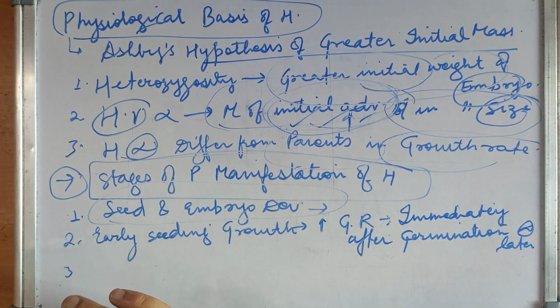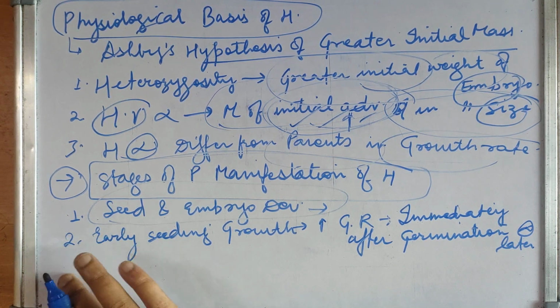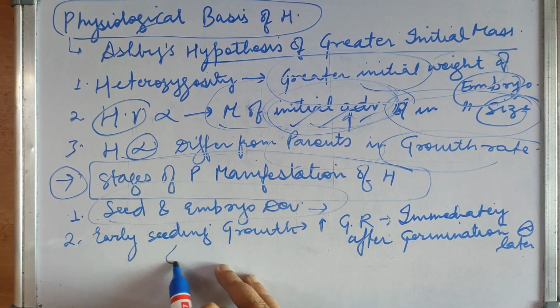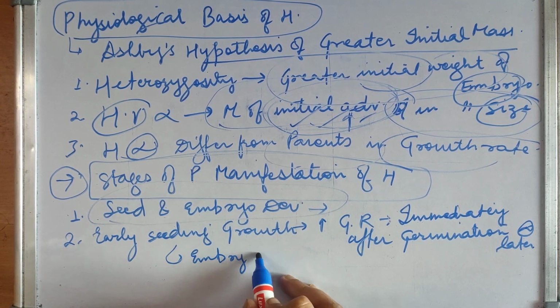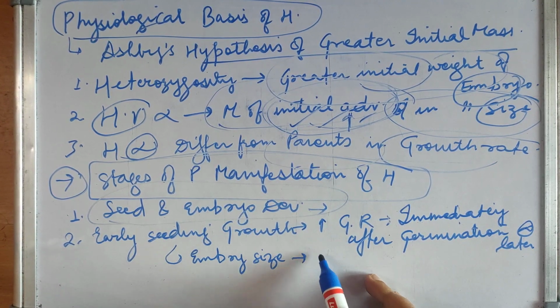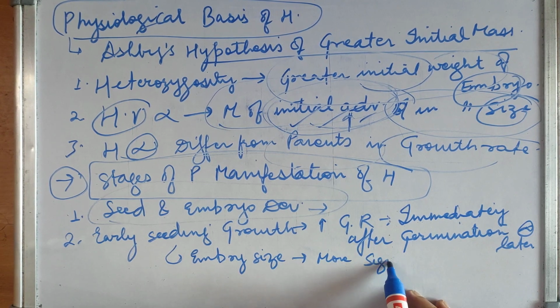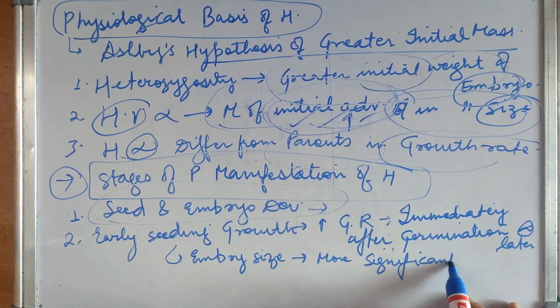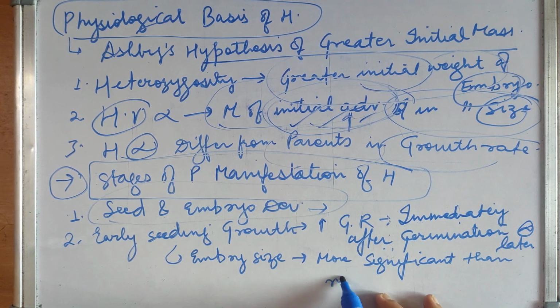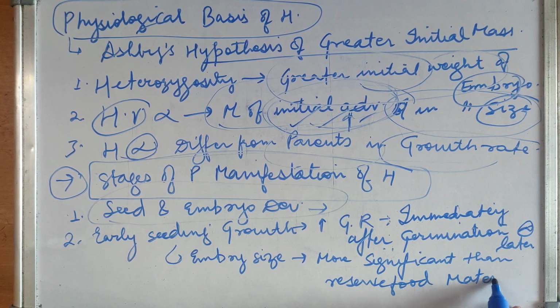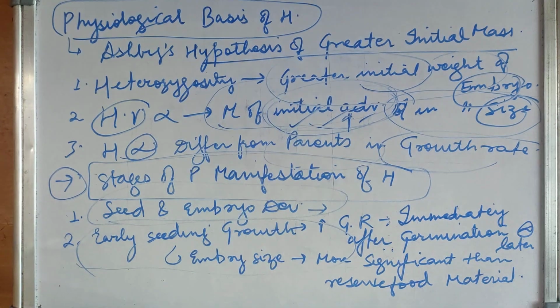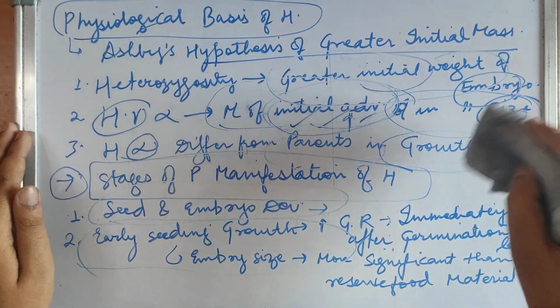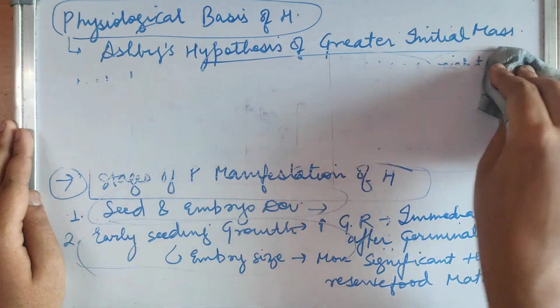And third, here we also see that embryo size is more significant than reserve food material. So at early seedling growth, not at later stages, we can manifest heterosis. Now we'll write one more point.